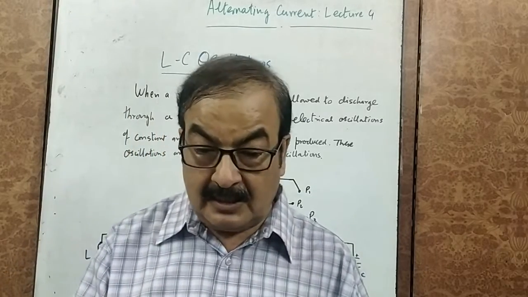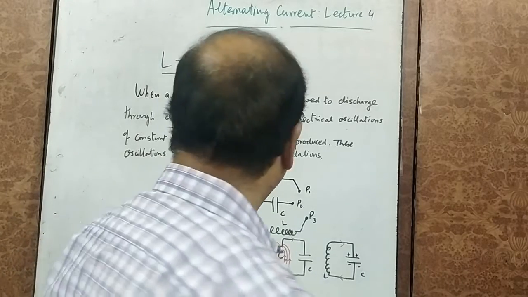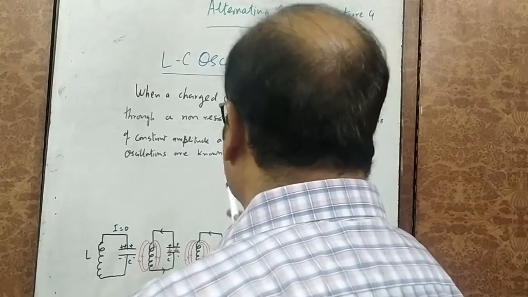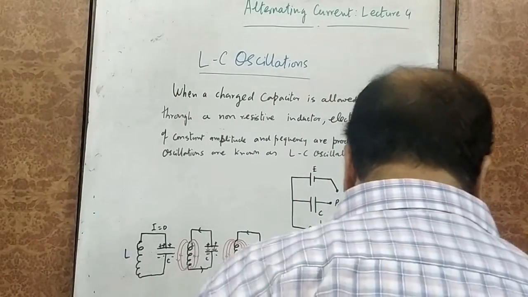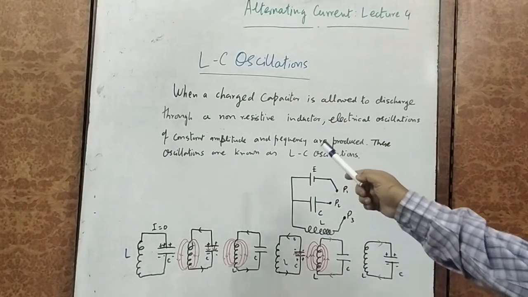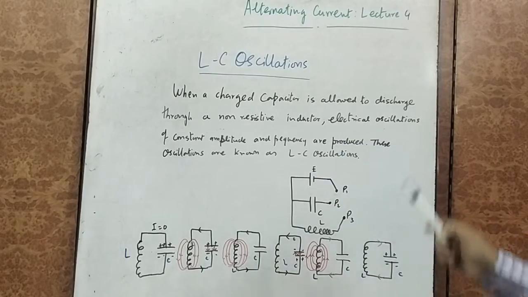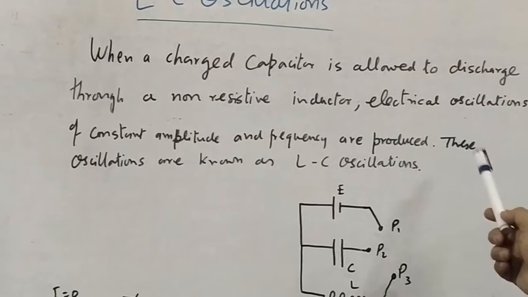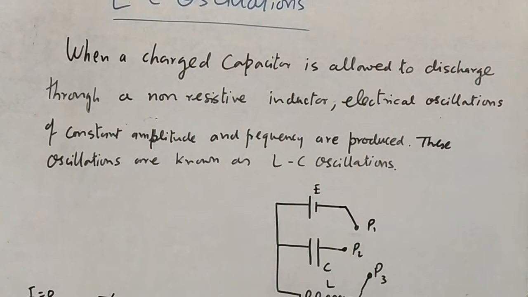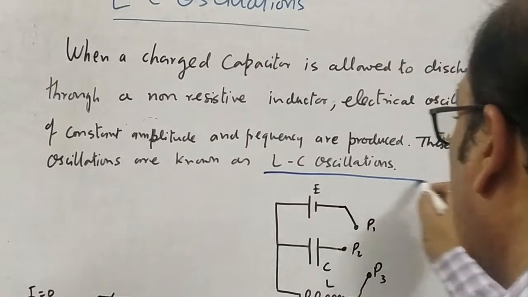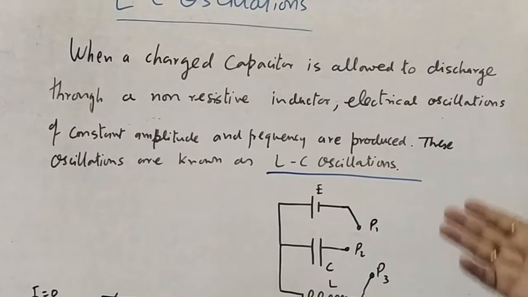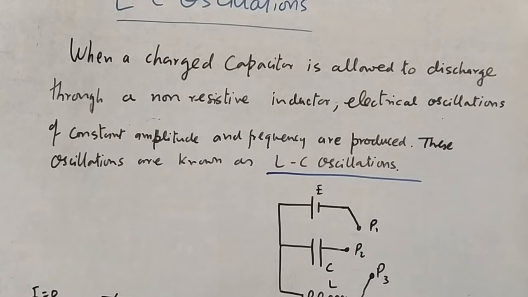Okay, let us take what we have to discuss. LC oscillations means when a charged capacitor is allowed to discharge through a non-resistive inductor, electrical oscillations of constant amplitude and frequency are produced. These oscillations are known as LC oscillations. This is a very, very important thing: if anybody asks how LC oscillation actually takes place, this is how we take that LC oscillation takes place.